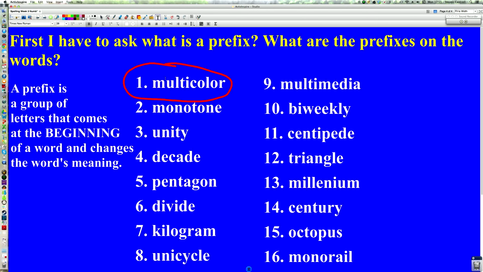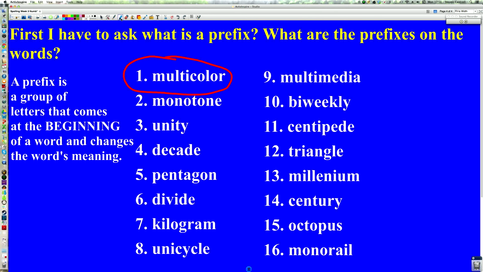So if I look up here at multicolor, what's the base word of that? The base word is going to be color. So if it's the letters that come at the beginning of a word and change the word's meaning, multi would be my prefix. So I'm just going to highlight multi right here.